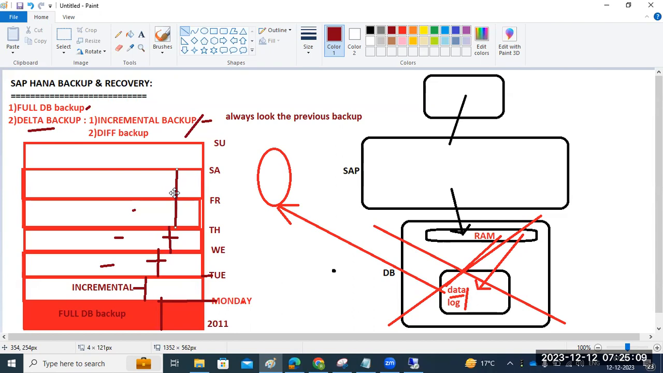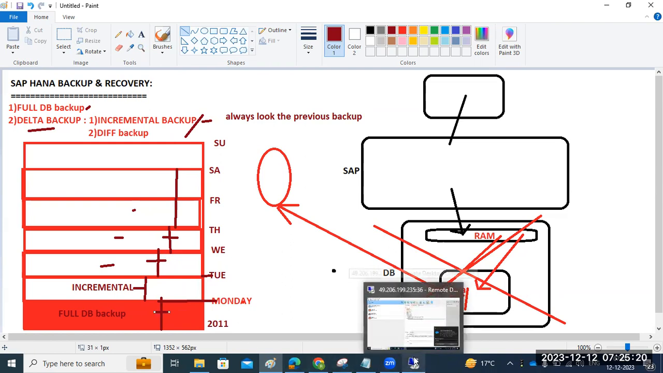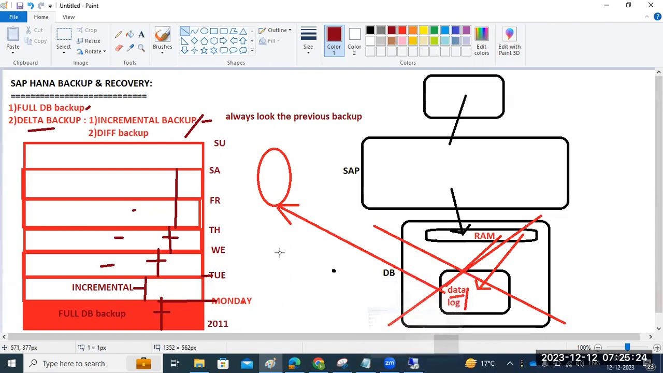So while restoring, you need to restore the full database backup. Then subsequent backups also you have to restore here. That is called the incremental backup. Right? Is it clear? Yes. Okay, it's very simple.